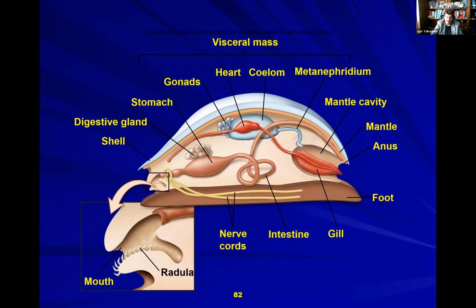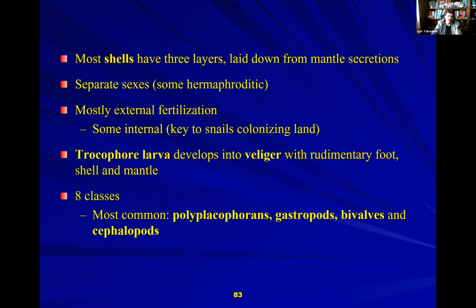Also, look, this is the heart, and this is where the coelom will be located. Okay, the coelom, or heart, is in the coelom. All right, so most shells will have 3 layers. You don't really have to worry much about that, but you probably heard about mother of pearl, a very, very nice shiny one. That's one of those particular layers.